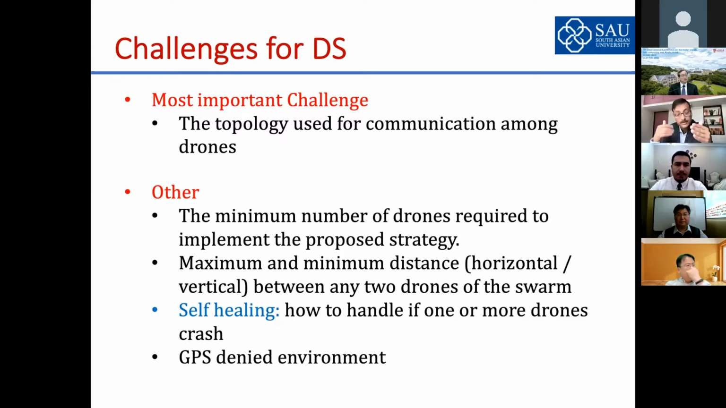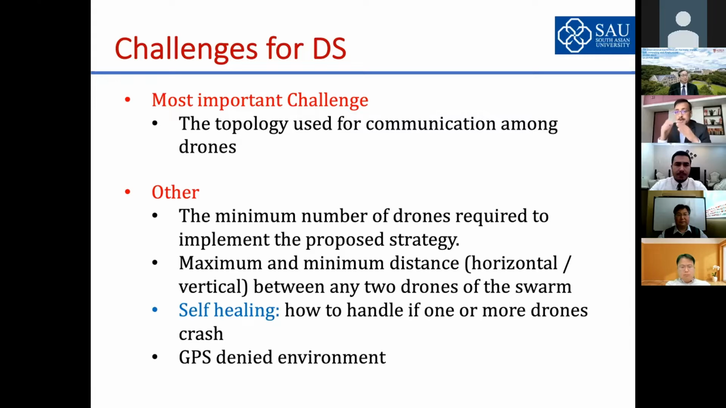This interagent distance is also again a challenge: what should be the interagent distance so that the communication remains intact, and they can fly in the safe mode also? They should not collide with each other. So what should be the optimal interagent distance they should maintain always?